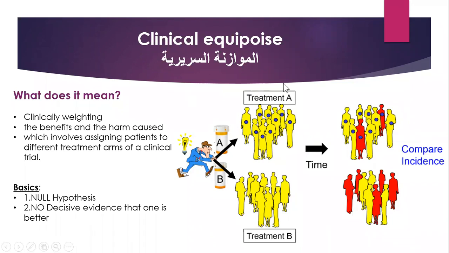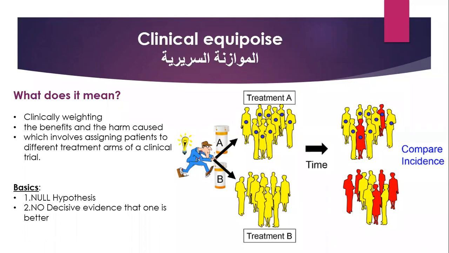So in this situation, treatment A, you're sure 100% that it's going to work. Let's say, for example, aspirin and clopidogrel in MI versus no aspirin and clopidogrel in MI. This is not a valid question. This is not valid research. Here there is an ethical problem, and that will cause clinical equipoise, which means that you actually will not carry on with this research. So the basics of it is that you always have to have the null hypothesis, and that there is no decisive evidence that one is better. And this is your basics in any question.